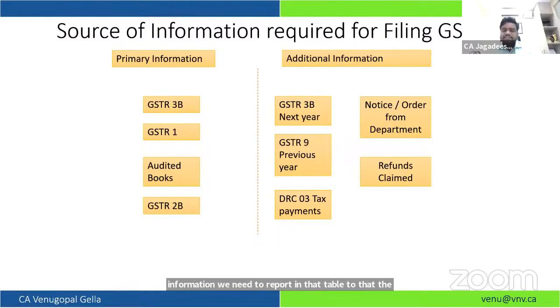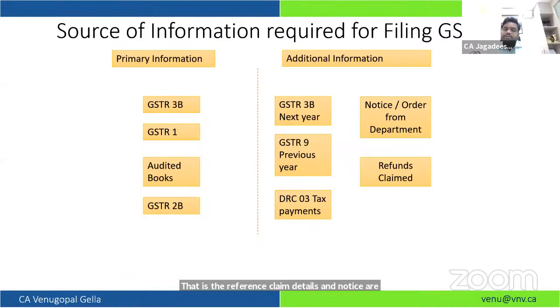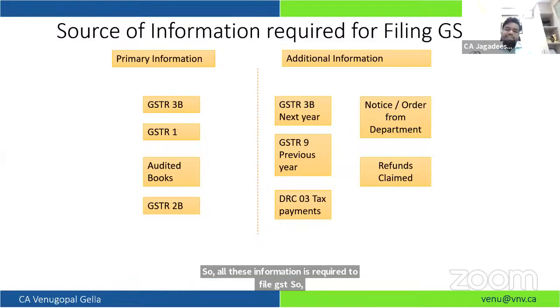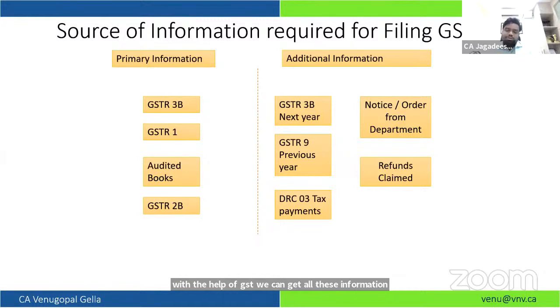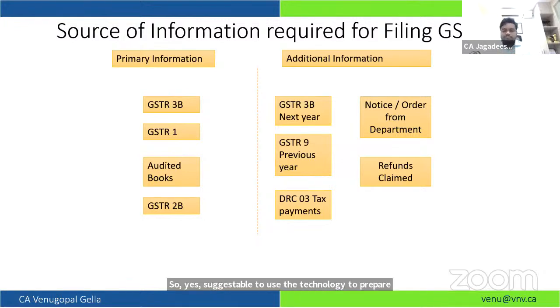And if there are any DRC-03 tax payments, we need to report them in the miscellaneous tax payments. Also the miscellaneous information we need to report in part 6, that is the refund claim details and notices or orders from the department. So all this information is required to file GSTR-9. With the help of GST Gen, with a single click, we can get all this information. So it's advisable to use technology to prepare GSTR-9.